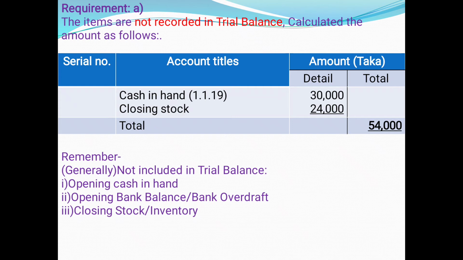To help you remember, generally not included in trial balance: opening cash in hand, opening bank balance, opening bank overdraft, and closing stock or closing inventory or unsold stocks.